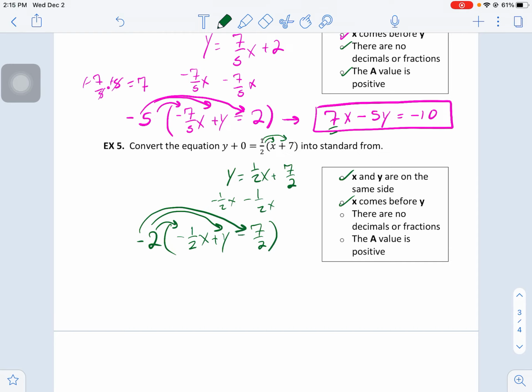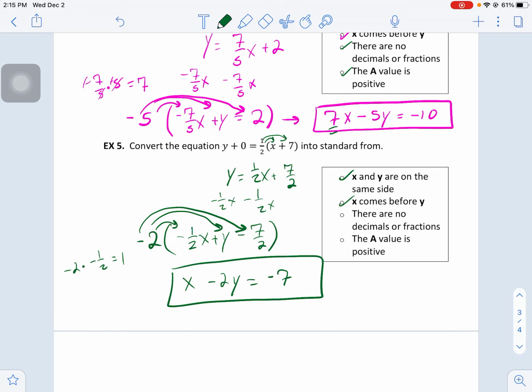So that's going to give us -2 times -1/2, which is just equal to 1. So that's going to be x minus 2y is equal to, and that's positive 7, so that's going to be -7, right? And then there would be our answer.